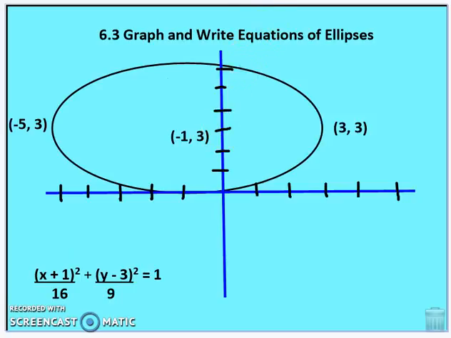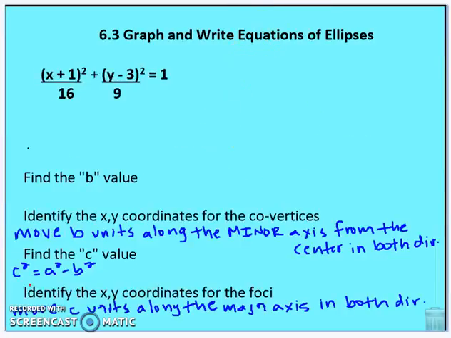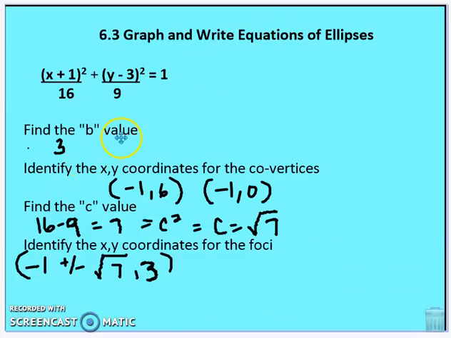Now we're going to graph it. We're going to find the b value. B value is going to be the square root of 9. And then we're going to find the c value using c squared is equal to a squared minus b squared. We're going to move 7 units along the major axis in both directions. So b value is 3.